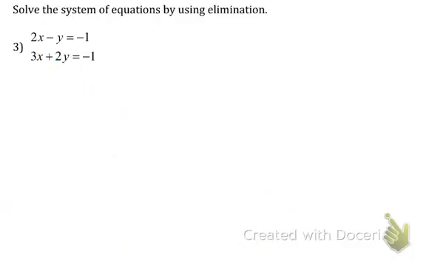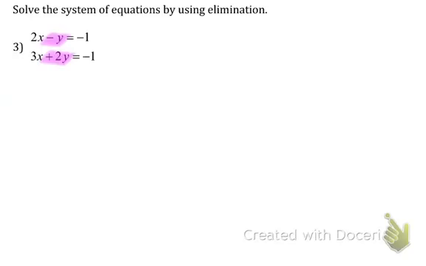Now let's move on to elimination. The goal of elimination is to identify a variable to eliminate so that you can eliminate one variable, you're left with the other, so then you can plug that first variable in and solve for the second. So as I can see, I have 2x minus y is equal to negative 1, and 3x plus 2y is equal to negative 1. I want to identify which variable is going to be easiest to eliminate.